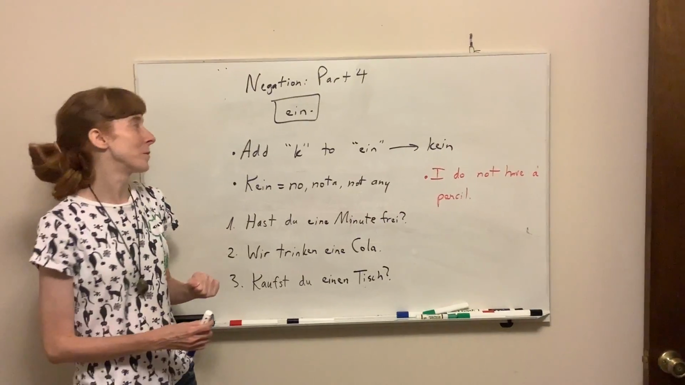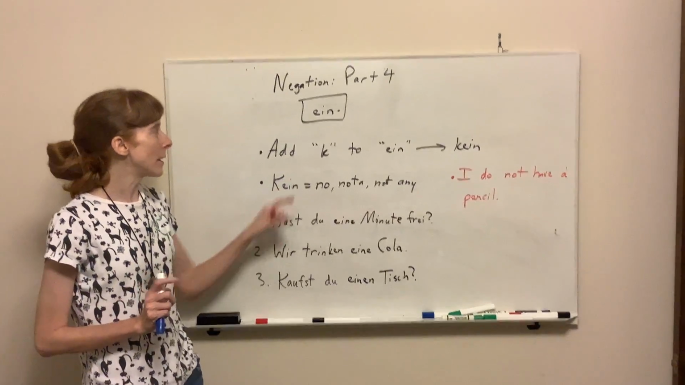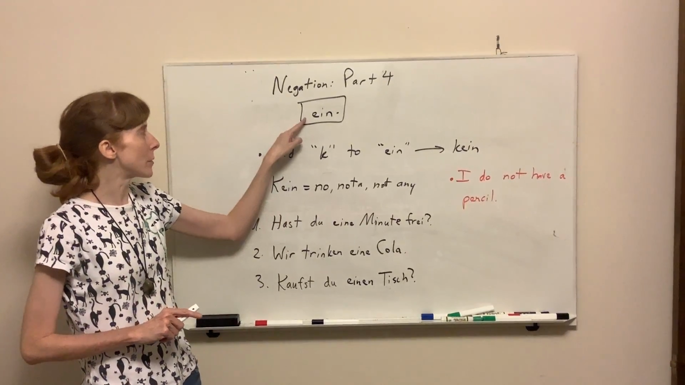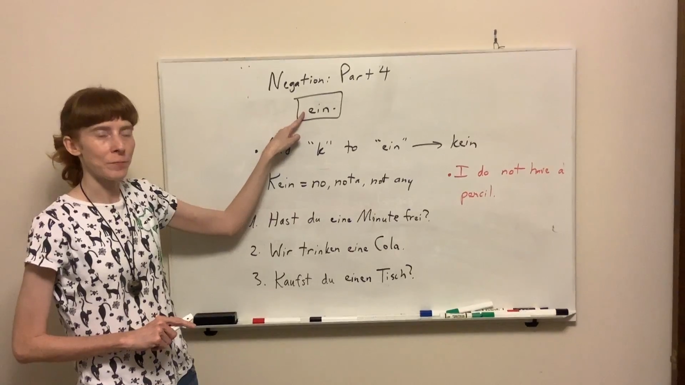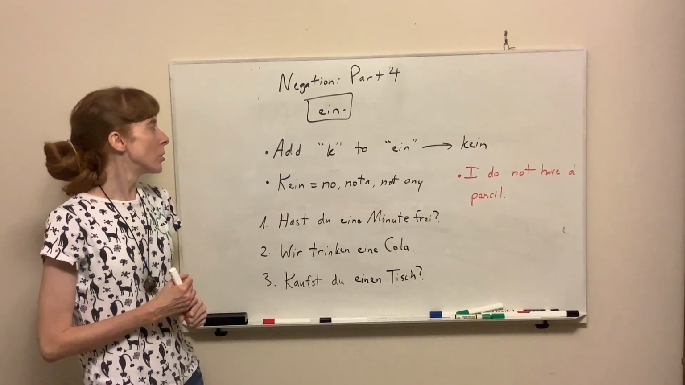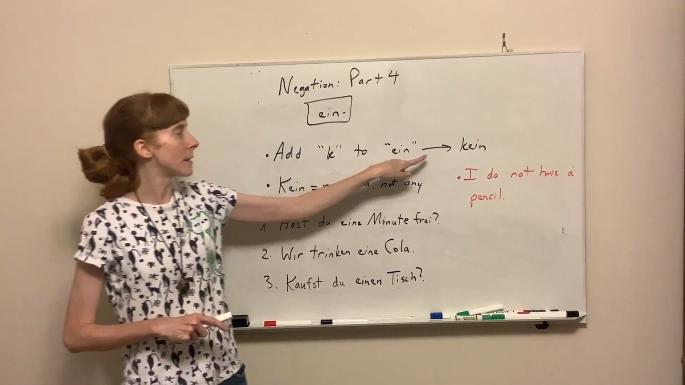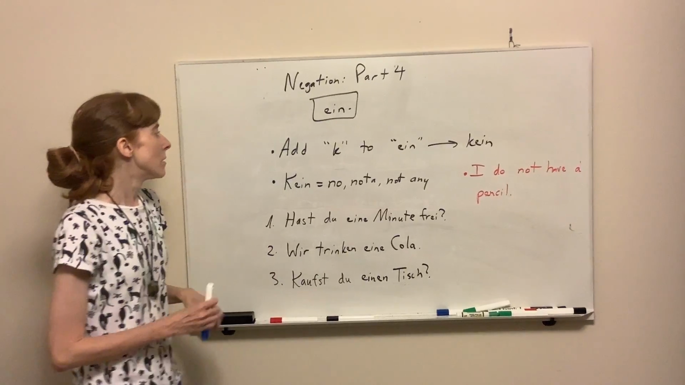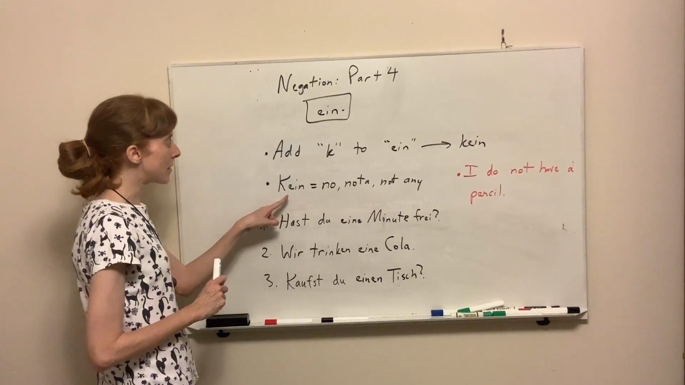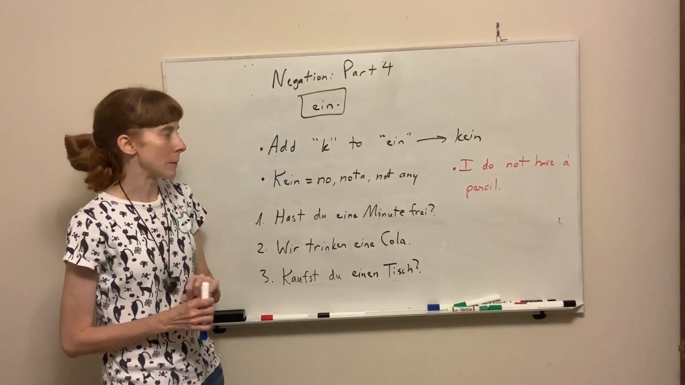Negation part 4. So we're getting away from nicht now. There's one other way to negate, and it always deals, or most of the time deals, with the word ein. So if you have the word ein in your sentence, and that's what you're wanting to negate, you will add the letter ka to the beginning of that and get kein. So kein is defined as no or not a or not any.